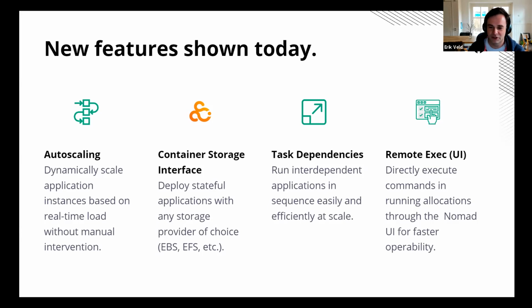So this will let you dynamically create disks and then use those in your jobs. Task dependencies is another one that a lot of you have been asking about. So now we can actually have dependencies between tasks and even between jobs. And then remote execution in the UI. So you can actually, through the UI, exec into a running allocation.